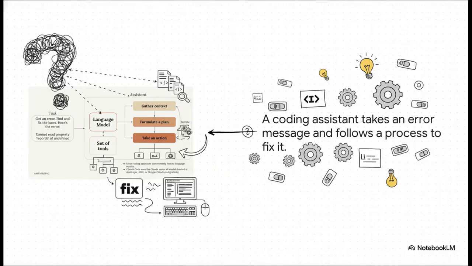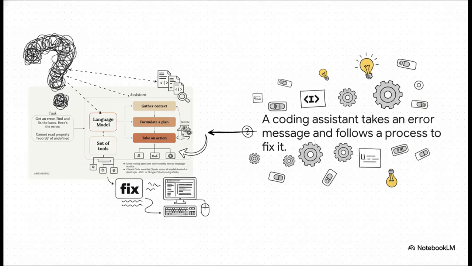You know, when you toss some vague error message at your assistant, it's not just making a wild guess. It's actually following a process, a lot like a human developer would. First, it has to gather context, right? It asks, okay, what files are important here? Then it comes up with a plan. And finally, it actually takes action. It changes the code.